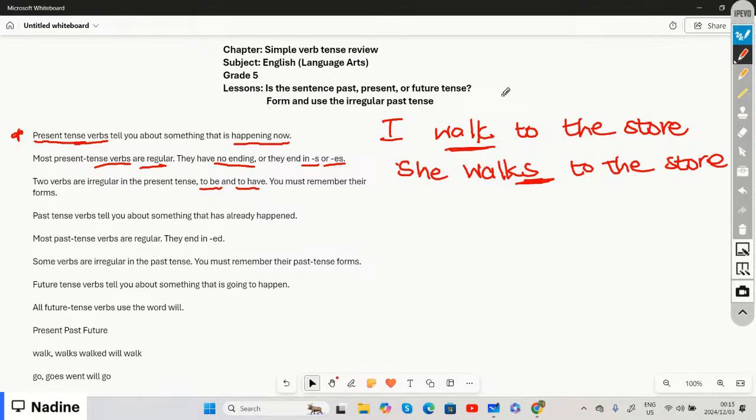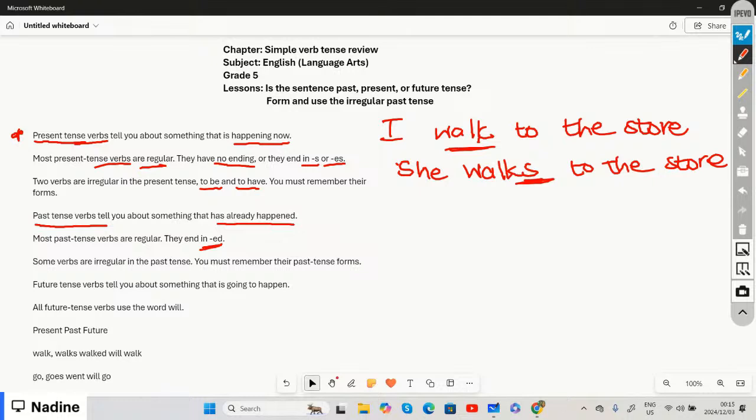So that is basically our present tense verbs, right? Now we have our past tense verbs. Our past tense verbs tell you about something that has already happened. And when it comes to our simple past tense verb, once it is regular, then it means once again that you need to follow a rule. And the rule that you need to follow is to add ed to our verb.